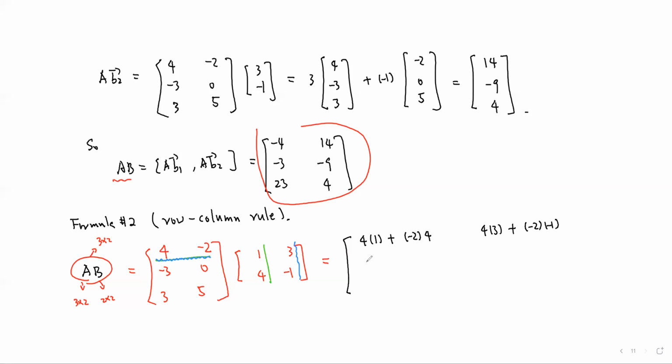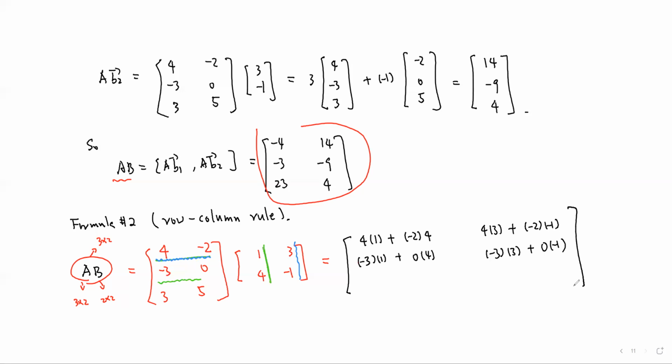That is the 1-2 entry. Now, how about the 2-1 entry? The 2-1 entry is row 2 times column 1. So it is -3 times 1 plus 0 times 4. The 2-2 entry, row 2 times column 2: -3 times 3 plus 0 times -1.